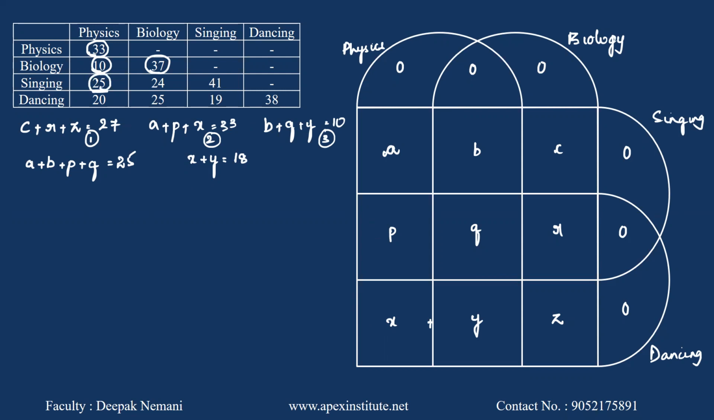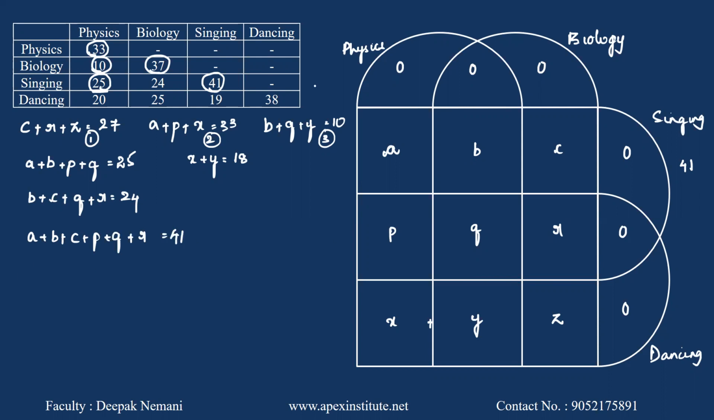Now teachers who teach biology and whose hobby is singing. So B plus C plus Q plus R is equal to 24. Now we have a total of 41 singing. So A plus B plus C plus P plus Q plus R is equal to 41.